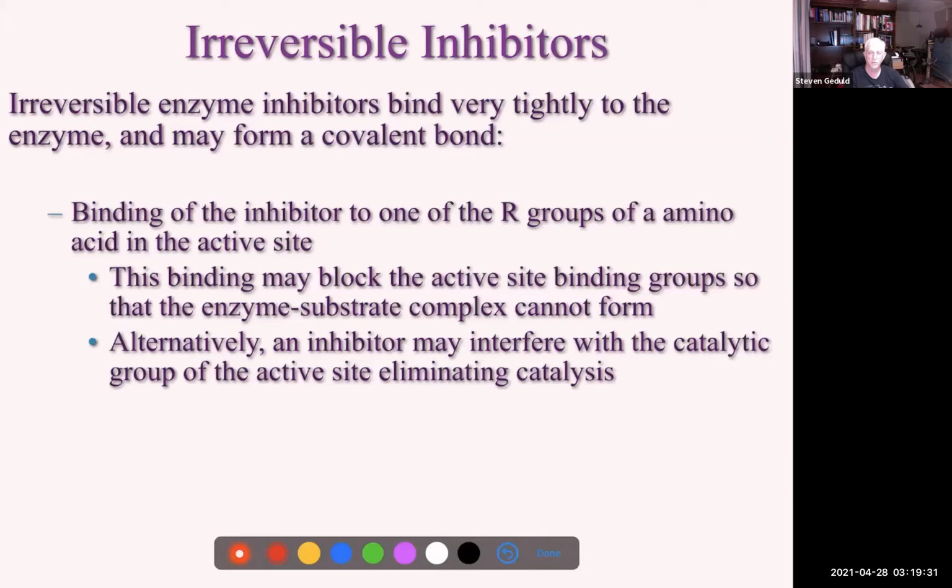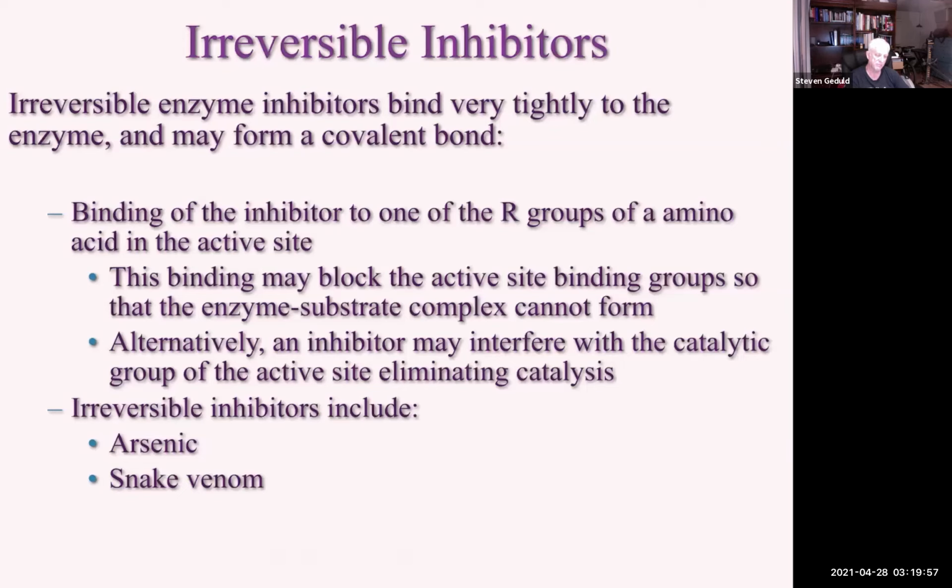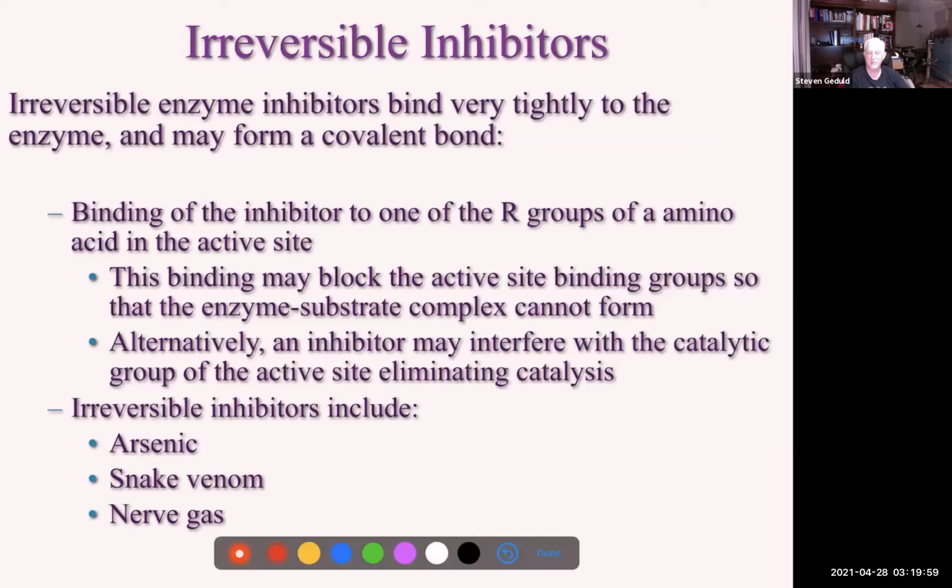The group that's causing the catalysis may be interfered with, and then you can have no enzyme function whatsoever. Irreversible inhibitors include arsenic. Arsenic is a rat poison. It's an irreversible inhibitor. Snake venom. That's why it's so deadly. Nerve gas, the organophosphates we just talked about, sarin gas. Those are all irreversible inhibitors.